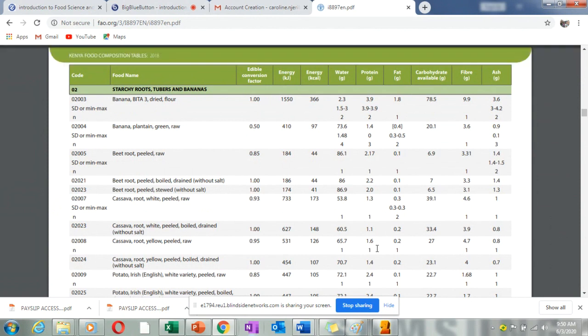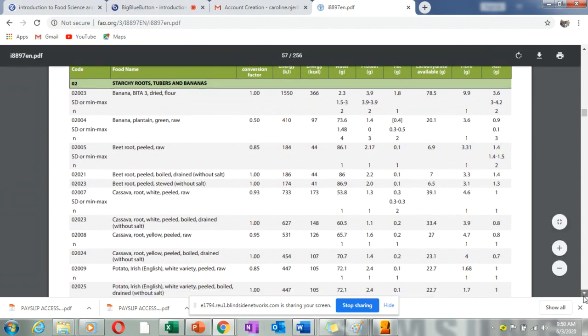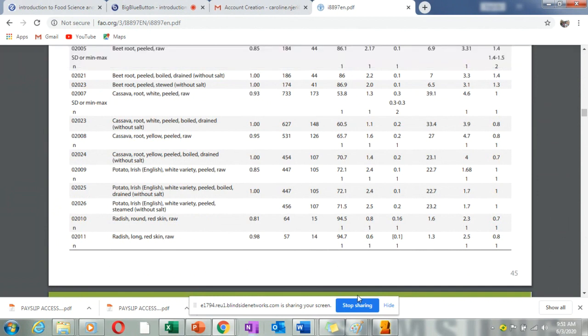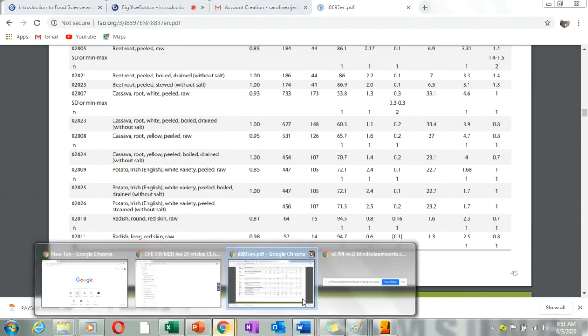Then radishes, they have very little kilocalories, very, very little. Okay, so that is generally it. And radishes are a vegetable. Vegetables are very rich in vitamins, and they have no calories whatsoever. So that is generally it.